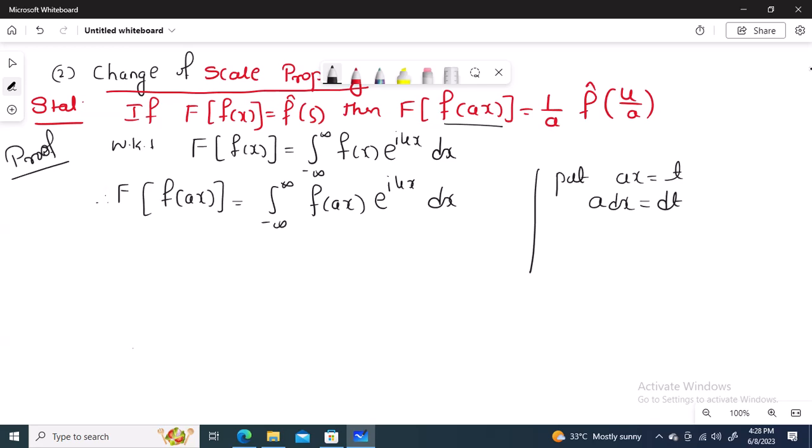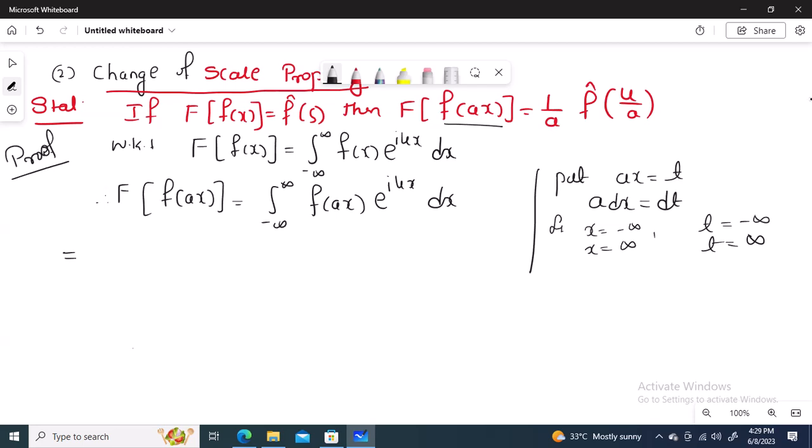Since these limits are with respect to x, and I want to convert everything in terms of t, I have to change these limits also. Let x equal to minus infinity, the lower limit. If I substitute here, t is also minus infinity, because minus infinity into something is minus infinity. If x equal to plus infinity, t is also infinity. So the limit is varying from minus infinity to plus infinity only.